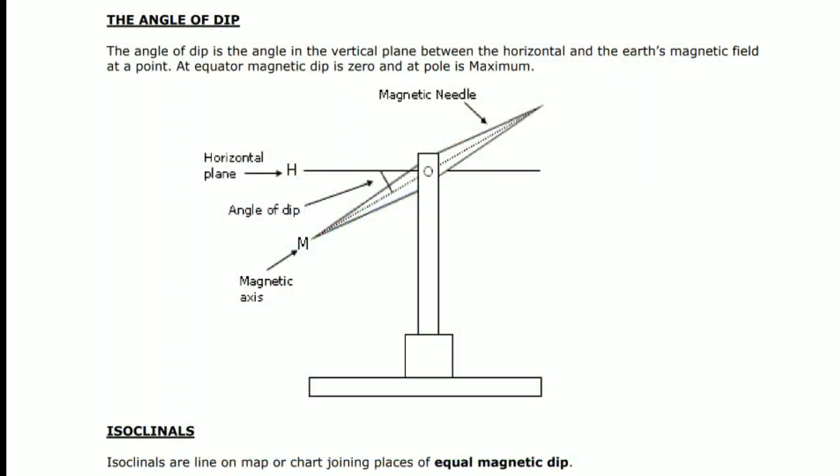As you can see in the diagram, the horizontal plane is H, and the magnetic axis is nothing but the magnetic meridian. So the angle between the horizontal plane and the vertical plane is called the angle of dip.